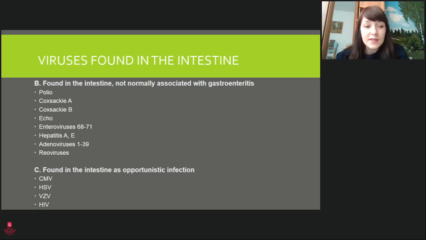Others are found in the intestine as opportunistic infections, such as cytomegaloviruses, herpes simplex viruses, varicella zoster viruses, and human immunodeficiency virus.